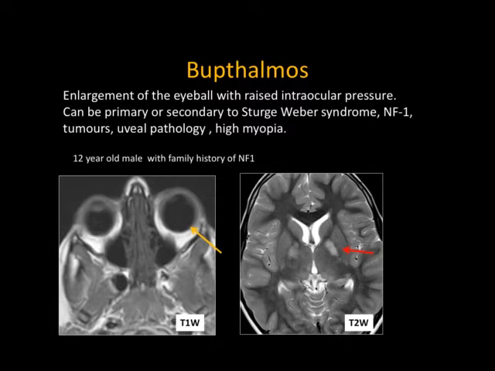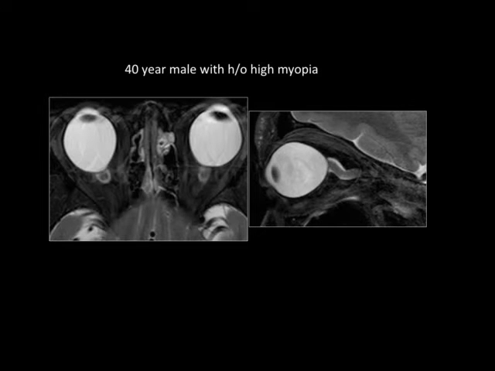Those who could not make out which one is abnormal, on the left side, if you see, there is increase in the AP diameter. And the shape of the eyeball is oval, not round. So the right one is round and the left one is oval. So that makes the left more prominent, not abnormal. I mean, this is so prominent, you can see the shape.